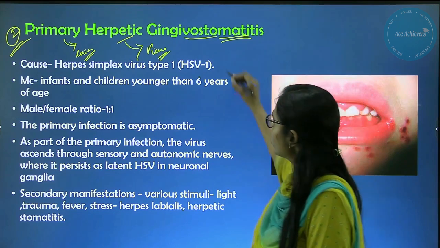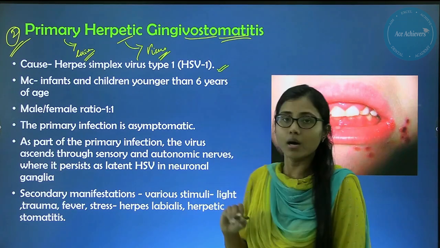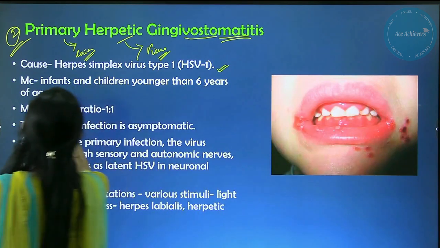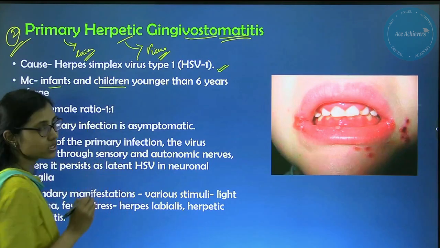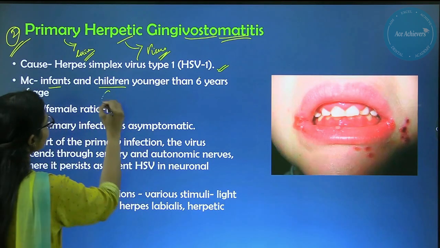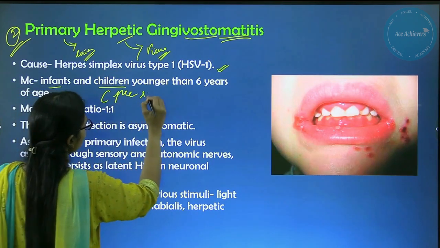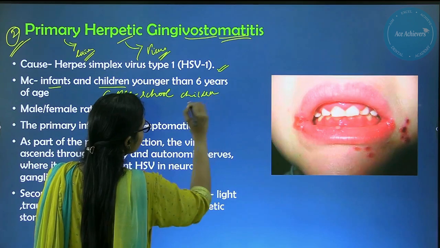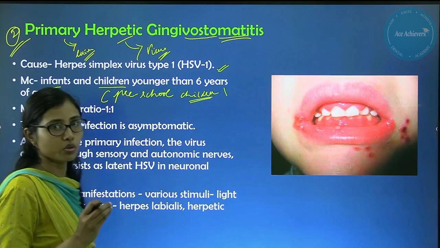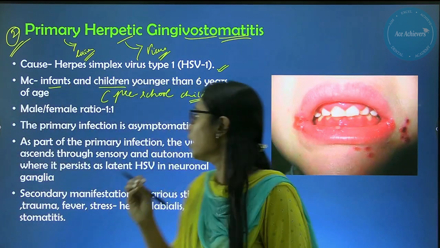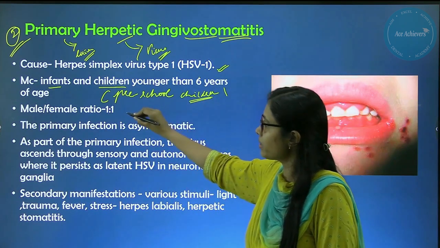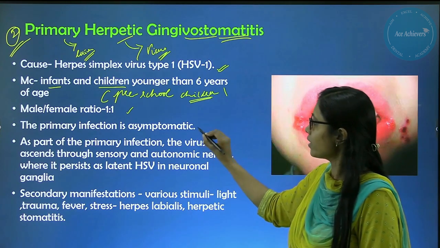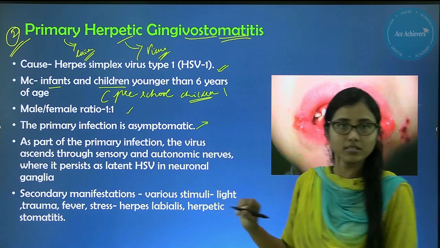Okay, so as I told earlier, it is going to be caused by the herpes simplex type 1 virus. Okay, it is most commonly seen in infants and children younger than 6 years, which means it is more common in preschool children. So primary herpetic gingivostomatitis is going to be more common in preschool children, and the male to female ratio is going to be 1:1. Okay, the primary infection is going to be mostly asymptomatic.